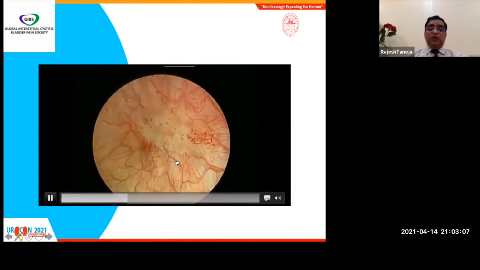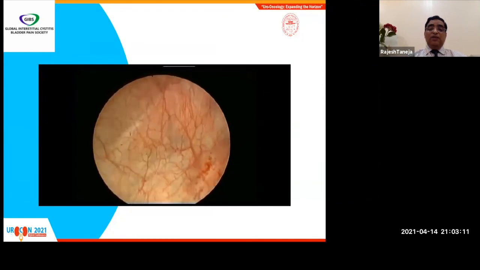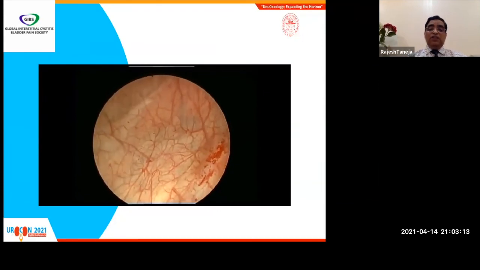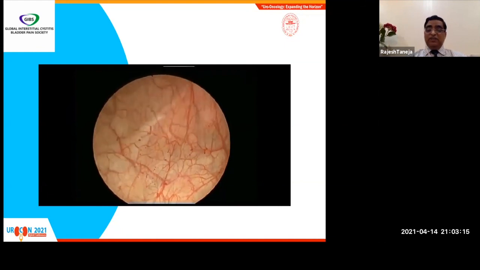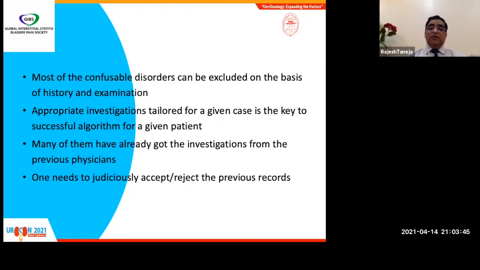So this is very important when you're doing a cystoscopy. There's a localized area which is bleeding. There are two Hunner's lesions here. They were kissing lesions in this case. It is largely a clinical diagnosis. Spend time while talking to the patient, and that is the key. And usually it is the patient who spells the diagnosis.